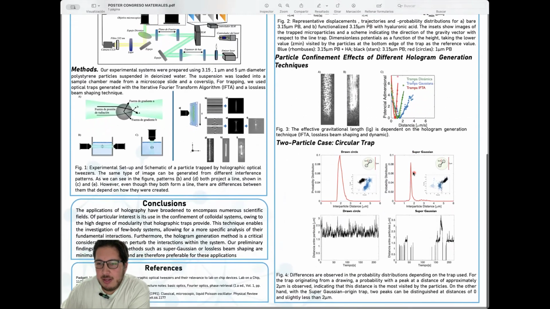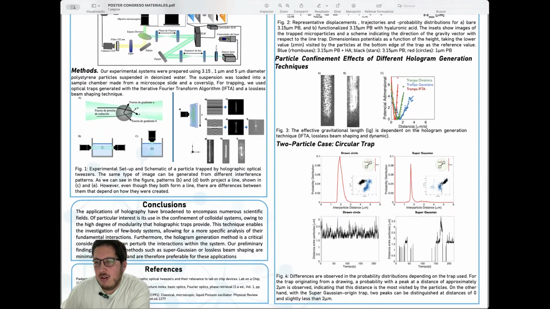And finally, to see the effect in other systems, we trapped a pair of particles inside a circular trap. And you can see the result in figure 4. On the left, we created the trap using a simple drawn circle with the IFTA algorithm. And when we look at the distance between the 2 particles, we see a probability distribution with one clear peak at about 2 microns. This tells us the particles have one stable, preferred distance that they like to maintain.